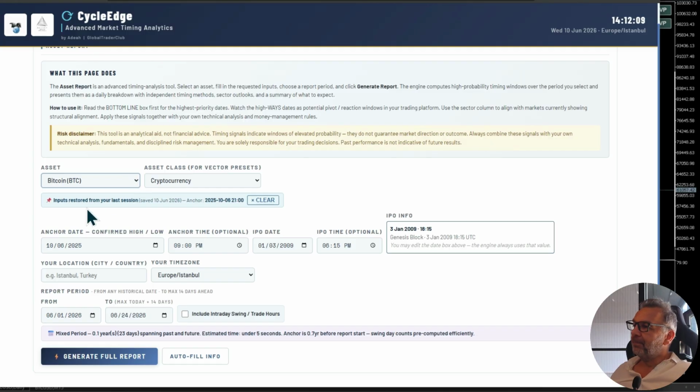It's not a problem. For the report period, because I can only take 14 days ahead, I'm going to take the 1st of June and go all the way to the 24th of June. For the benefit of this exercise, because we're day trading as well, not just swing trading, I'm going to include the intraday swing and trade hours in this report. And then I am going to generate a full report.